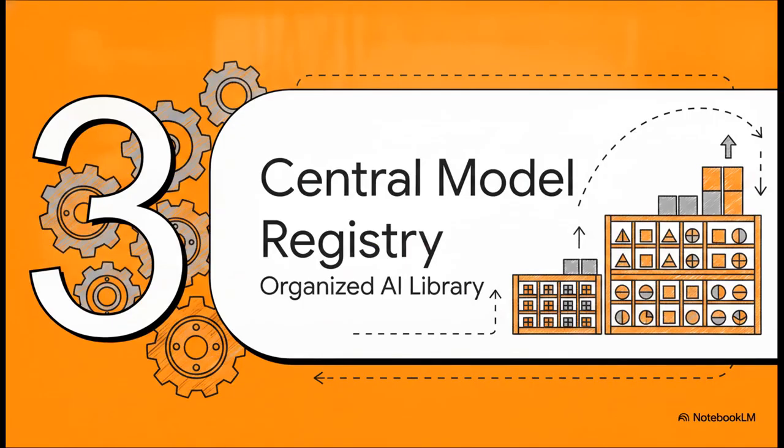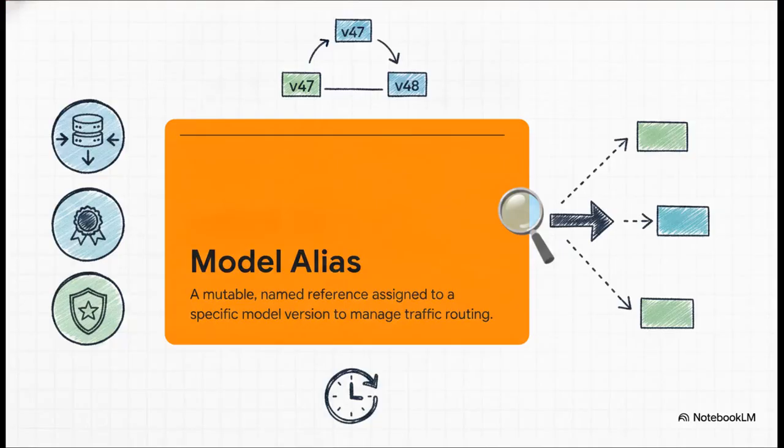Okay, Section 3, the Central Model Registry, your highly organized AI library. Let's see what happens when those tracked models finally graduate. Once they're deemed successful, they go into a highly organized warehouse. And here is where model aliases become a real game changer. Using aliases inside MLflow or Databricks ensures you can update the model instantly without breaking everything else.